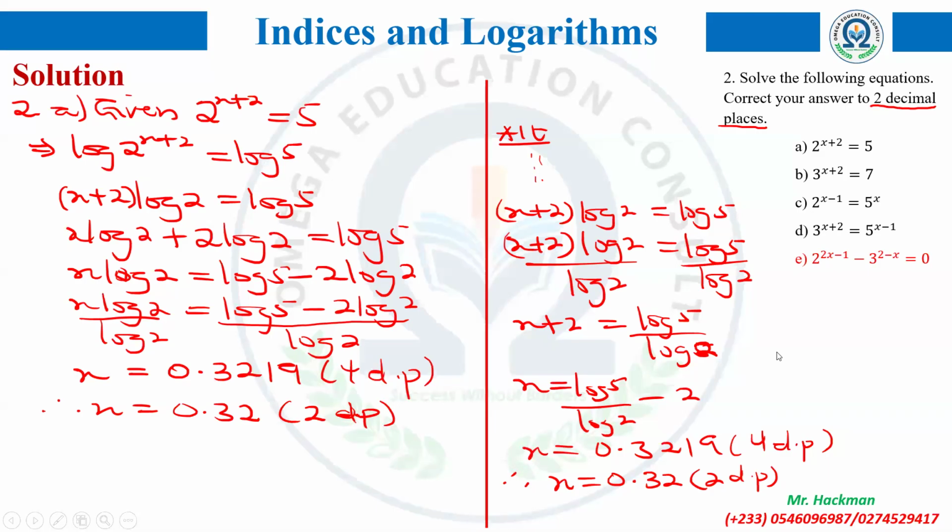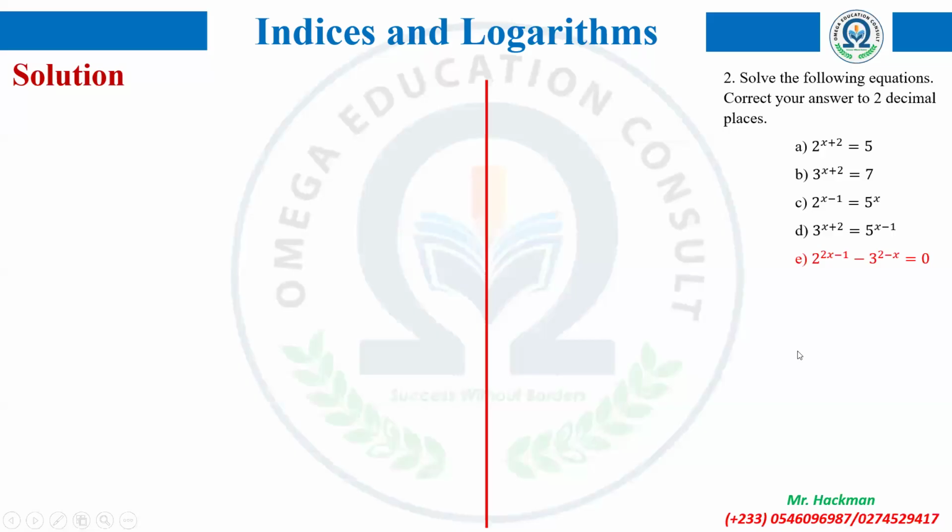So that would be it. I'm left with, I think I didn't do the C. So we are now going to do the C. What are we given? We are given 2 to the power x minus 1 is equal to 5 to the power x. The same concept. I skipped the B, but I said if you're able to do the A, you should be able to do the B. So C, this is what we have.